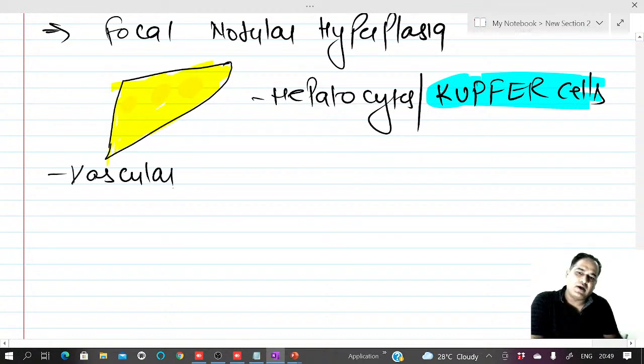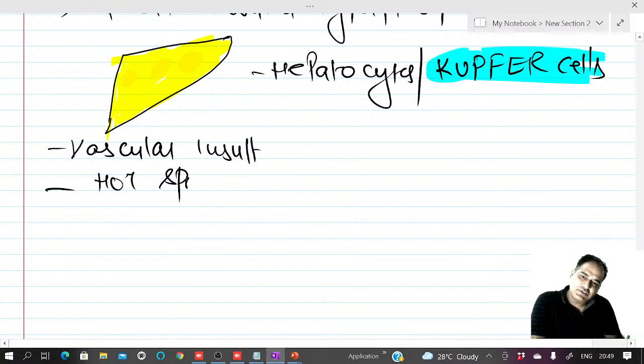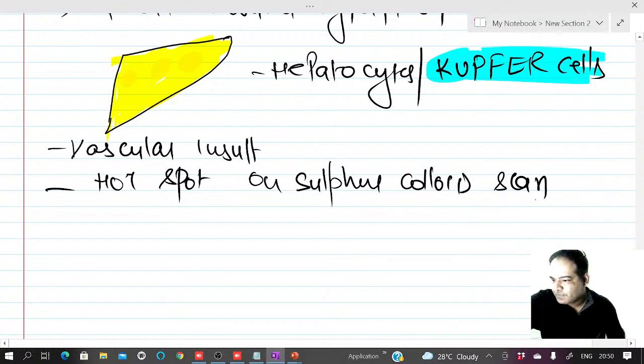It usually occurs due to a vascular insult, when there is some kind of decreased blood supply here in the past. So that might give rise to a sudden spurt in their growth. Fine. Now, it will give rise to a hot spot on sulfur colloid scan. Yes. Fine.